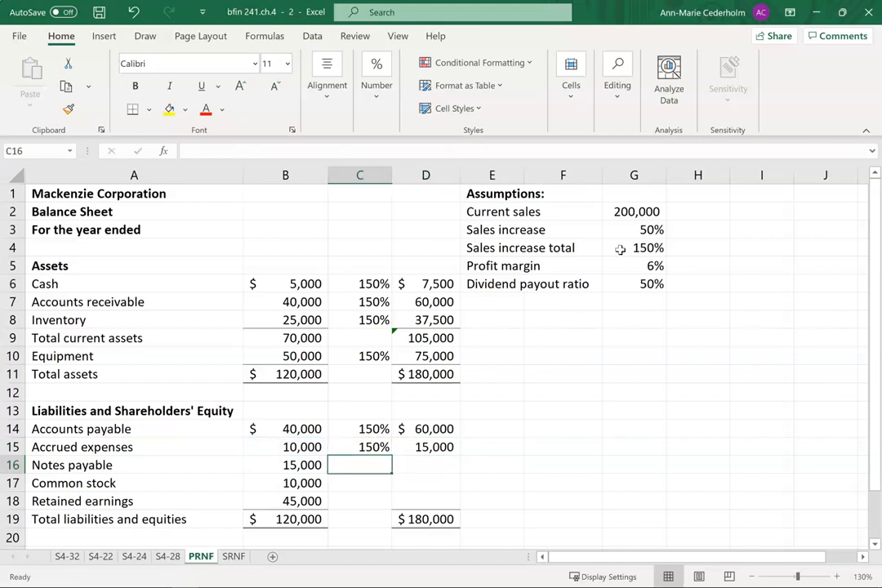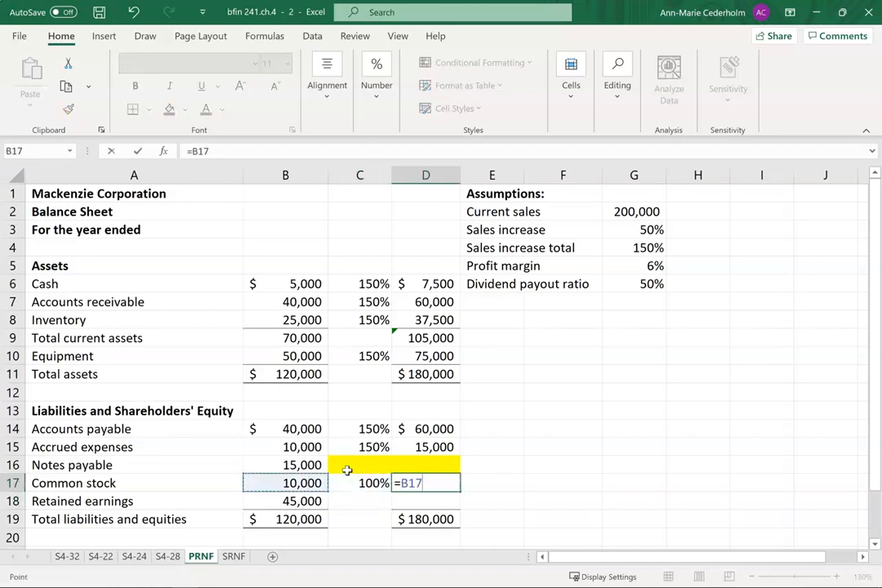Now, I don't do anything with the notes because this is what my decision is, trying to figure out if I actually need to borrow more money. So I'm going to do this one at the very end. So I'm just leaving that. Now my common stock is just going to stay the same. So I'm going to put that at 100%. Now the reason why I don't change common stock is because this isn't a question about issuing shares. This is a question about borrowing money. So that's why we just leave that at the same amount.